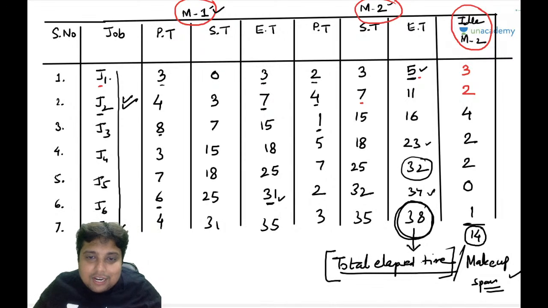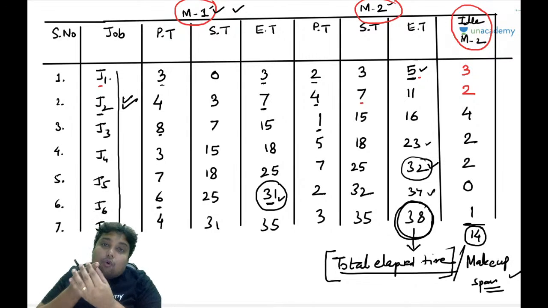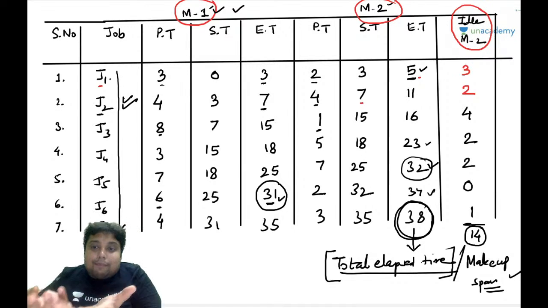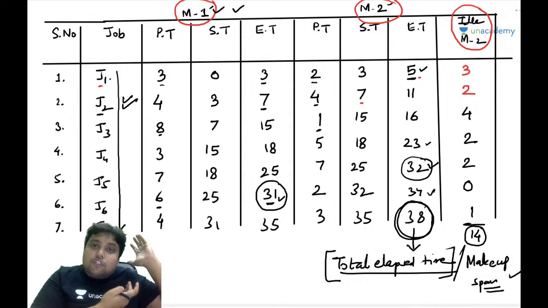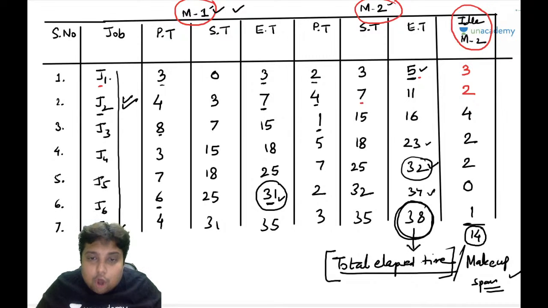Okay, on the 31st minute, although this job is completed on machine 1, machine 2 is not free until the 32nd minute. Remember, I can only start the job when the machine is free, and when the machine is running the previous job, I cannot start the job that I already have. So although this job completed on the 31st minute, I can only start the process on the 32nd minute.